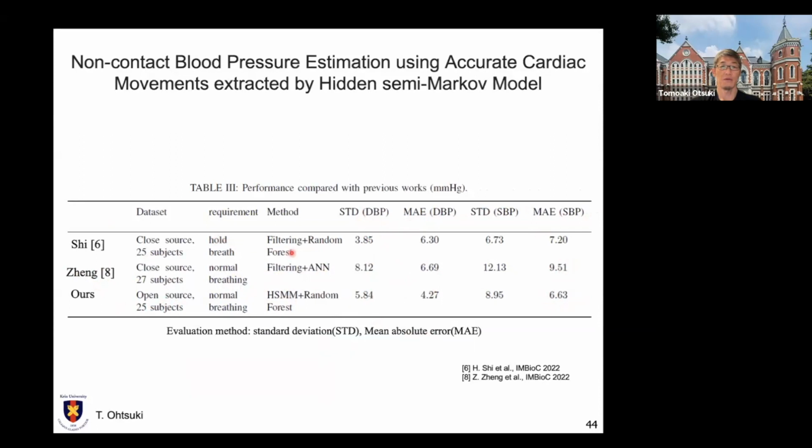Compared with 6, you may think that our technique performs a bit worse, but please see here that this technique's condition is holding the breath. If a person breathes, of course the effects of some movement degrade the performance. So we cannot compare fairly between them, and usually the performance becomes largely degraded.